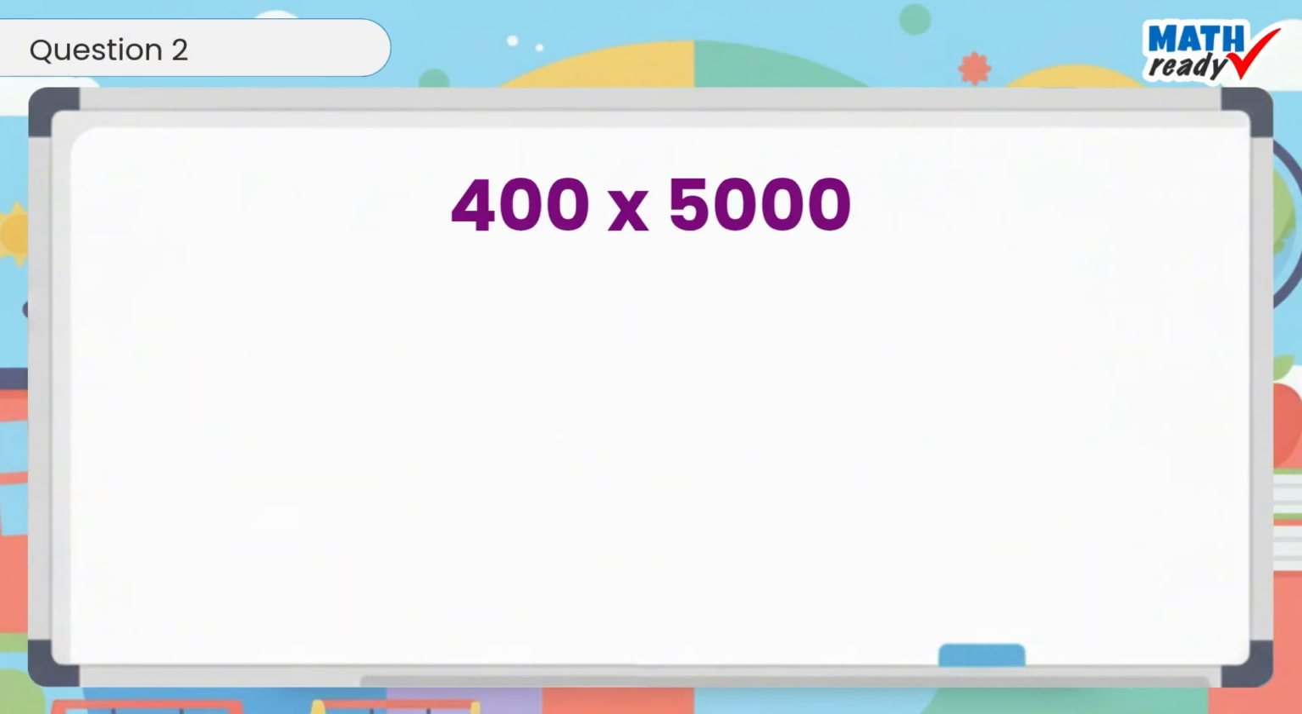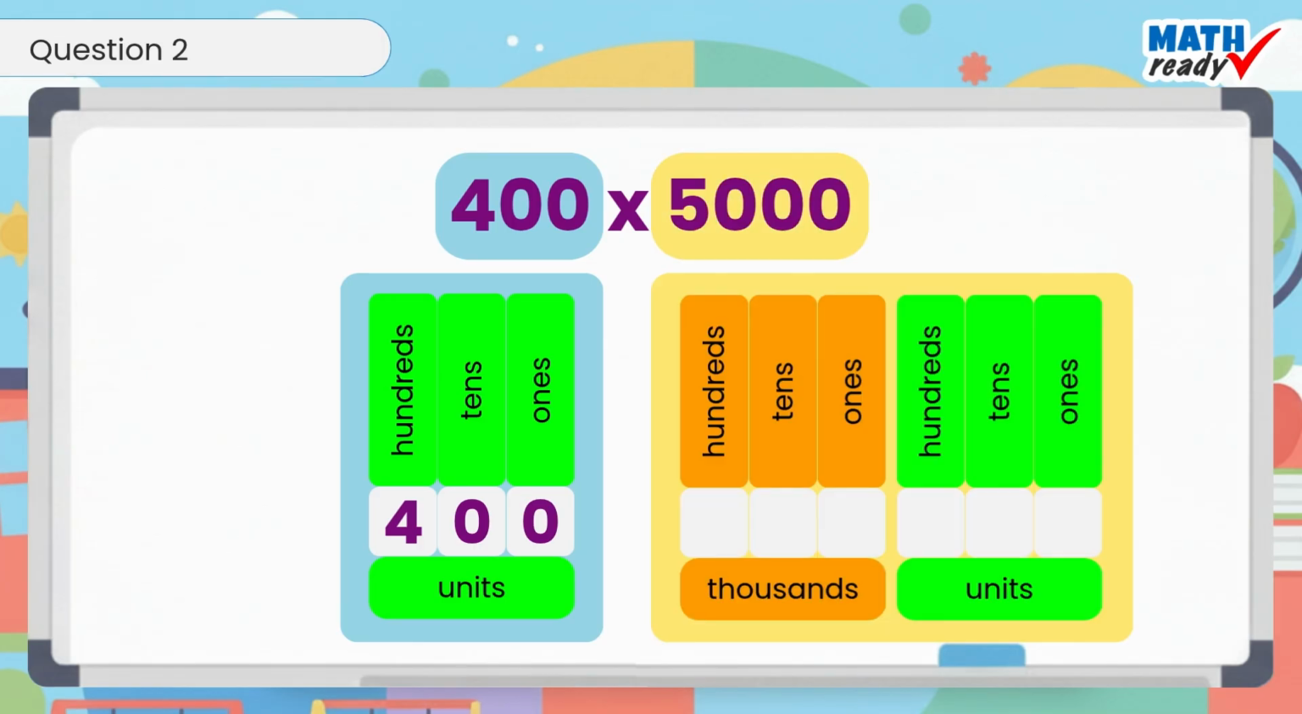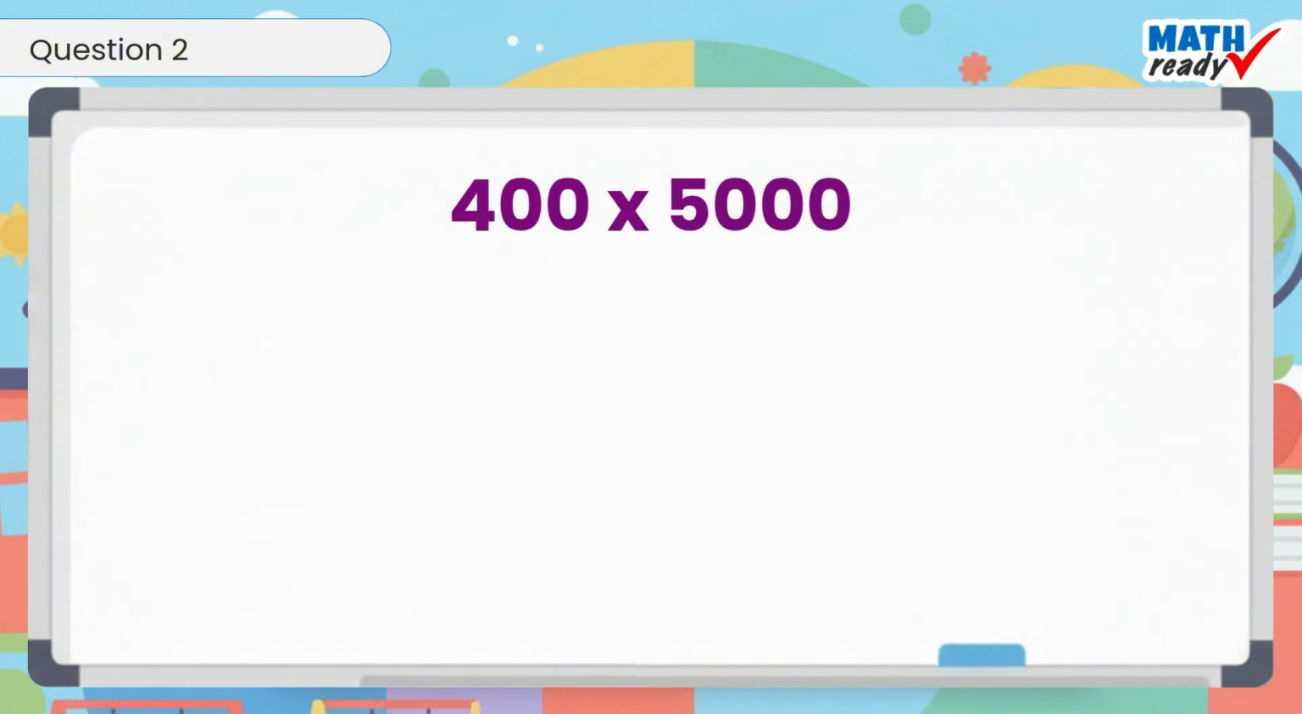Now let's try the second example. 400 multiplied by 5,000. First, we look at 400. It is made up of a 4 and 2 zeros. Next, we look at 5,000. It is made up of a 5 and 3 zeros. We then multiply 4 and 5 together, which equals 20.